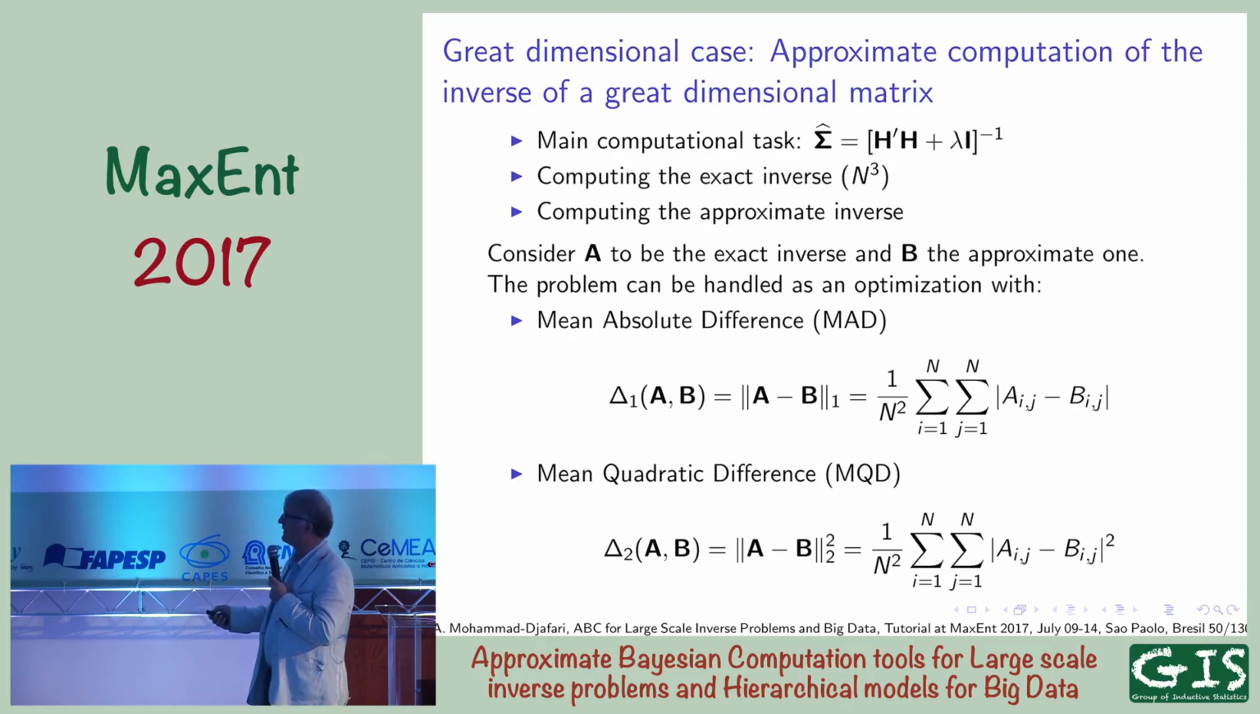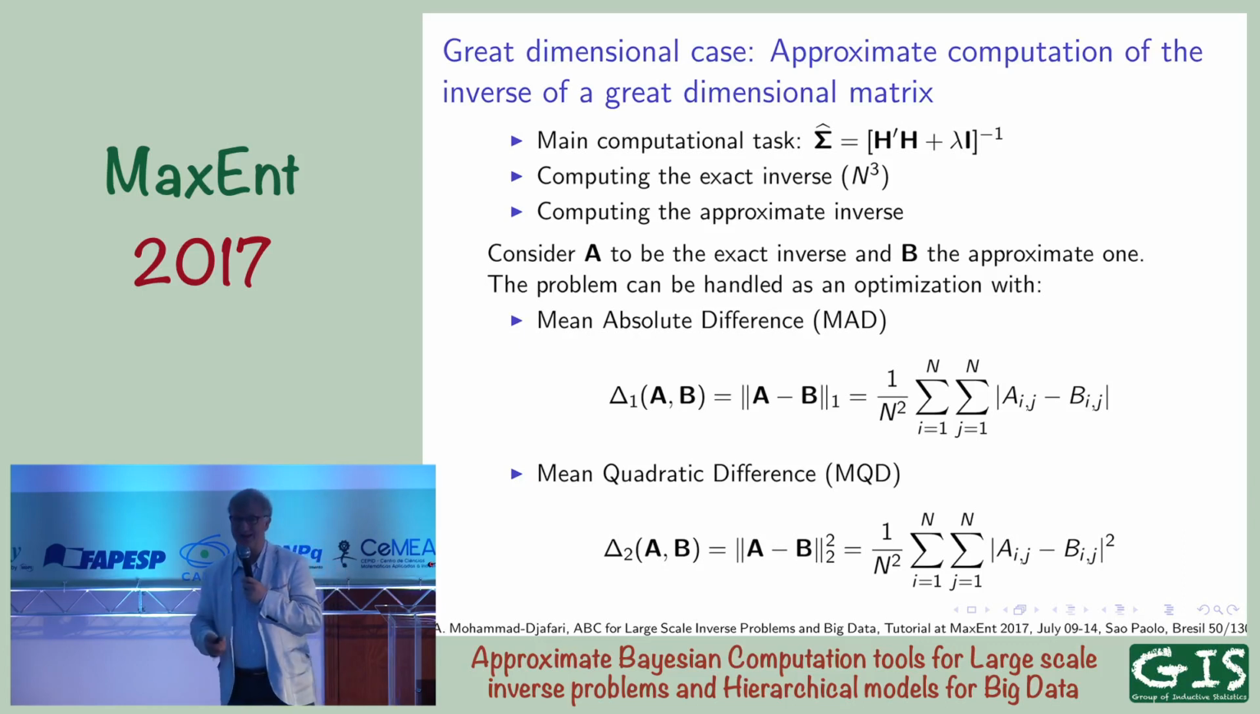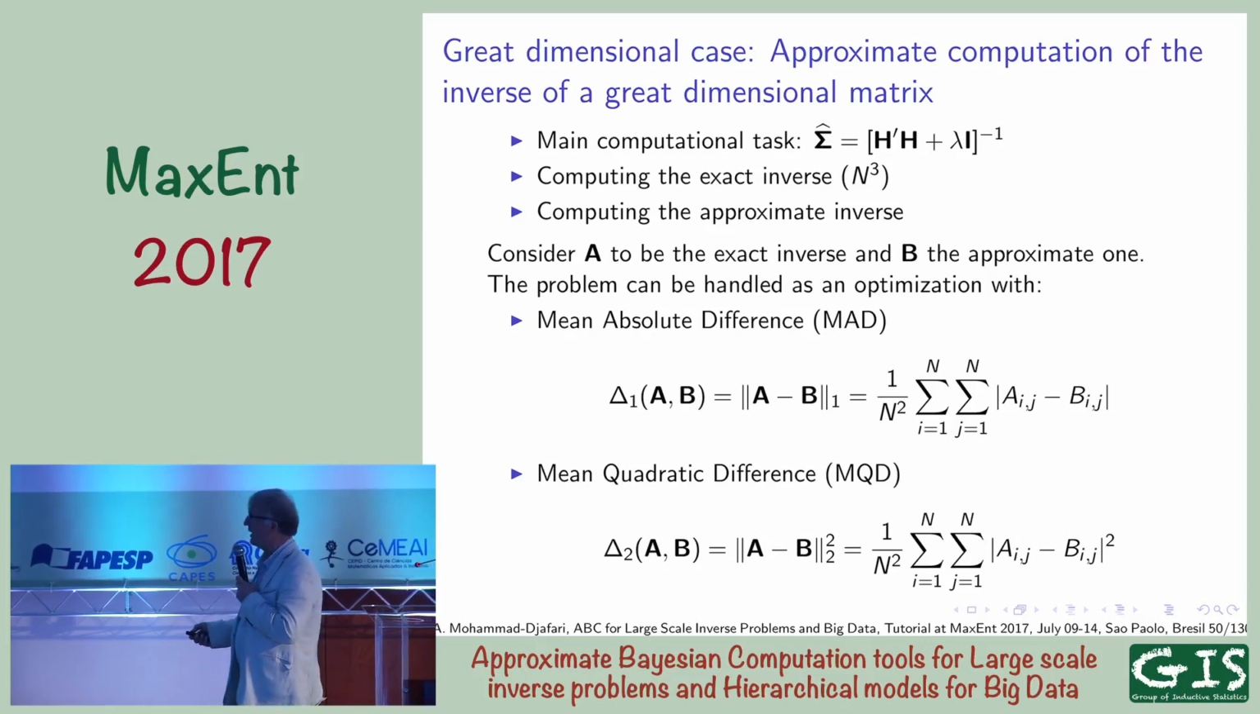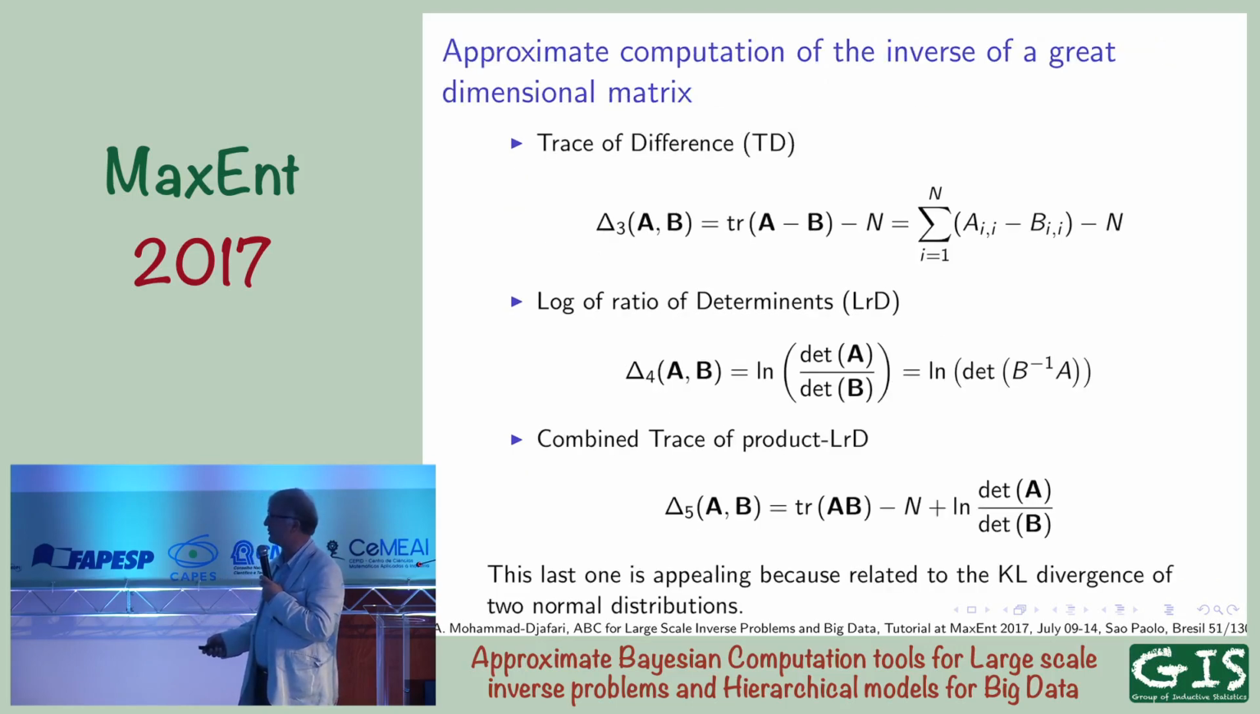The problem is that we have a great matrix, and we want, for example, to find an approximate inverse of them. Again, here also the technique is to put the problem as an optimization. If I call A the approximate inverse of B, we can define a kind of distance between them, and then use this distance to transform the problem to an optimization.